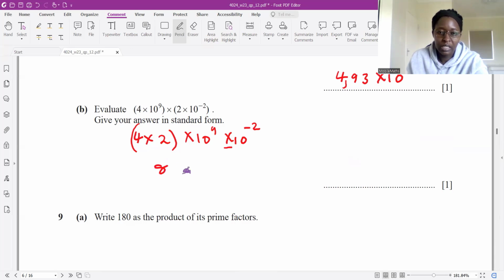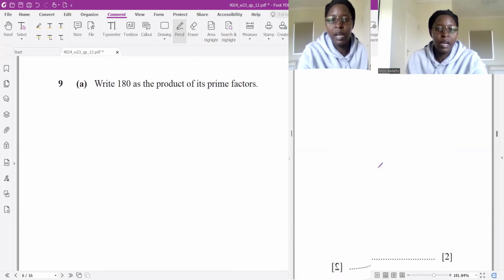So we are going to get 8 times 10 to the power of 9 minus 2. So our answer is 8 times 10 to the power of minus 7, plus 7 there. It's a 7 plus 7.